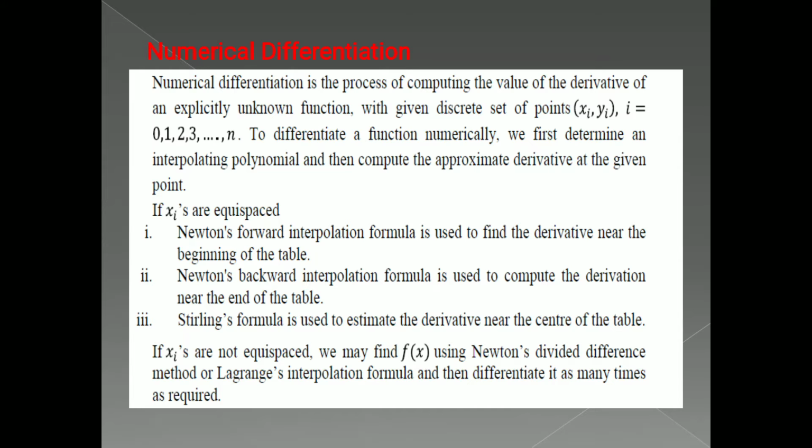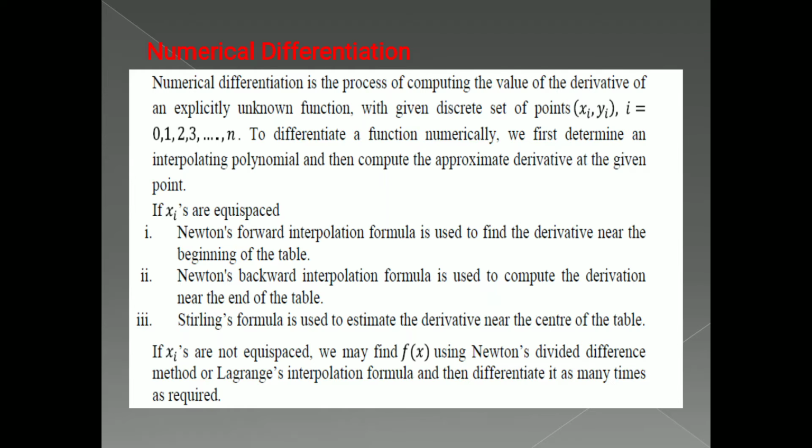So if the xi's are equispaced, Newton's forward interpolation formula is used to find the derivative near the beginning of the table. If x lies in the beginning of the table, we use Newton's forward interpolation formula to find the derivative of the given function. If the given value of x lies near the end of the table, we use Newton's backward interpolation formula. And if x lies in between or near the center of the table, we use Stirling's formula for finding the derivative of function y.